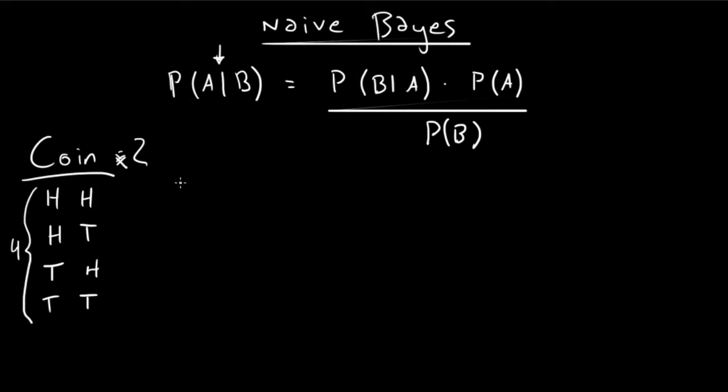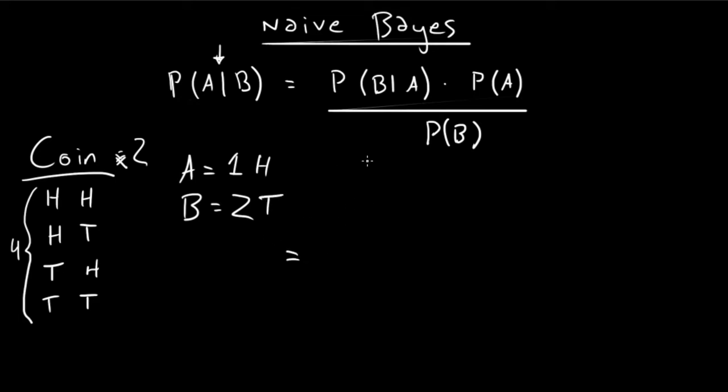So let's define A and B so we can plug some numbers into this formula. Let's say that A is, on the first flip, we flip heads. And let's call B on the second flip, it is a tails.